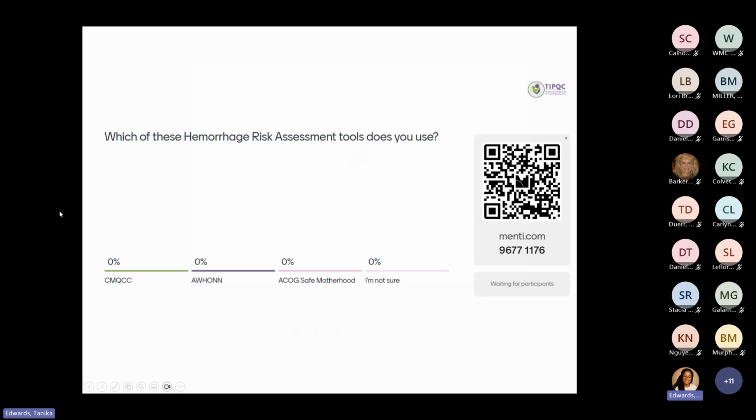All right, let's see. Hopefully this loads up. All righty, perfect. If you'll scan the QR code, you can go to the polling site and type in that code. Just trying to break things up a little bit. And just let us know which of these hemorrhage risk assessment tools does your hospital use? We have the CMQCC version, A1. There's also one by ACOG Safe Motherhood Initiative, or maybe you're just not sure what yours is based off of.